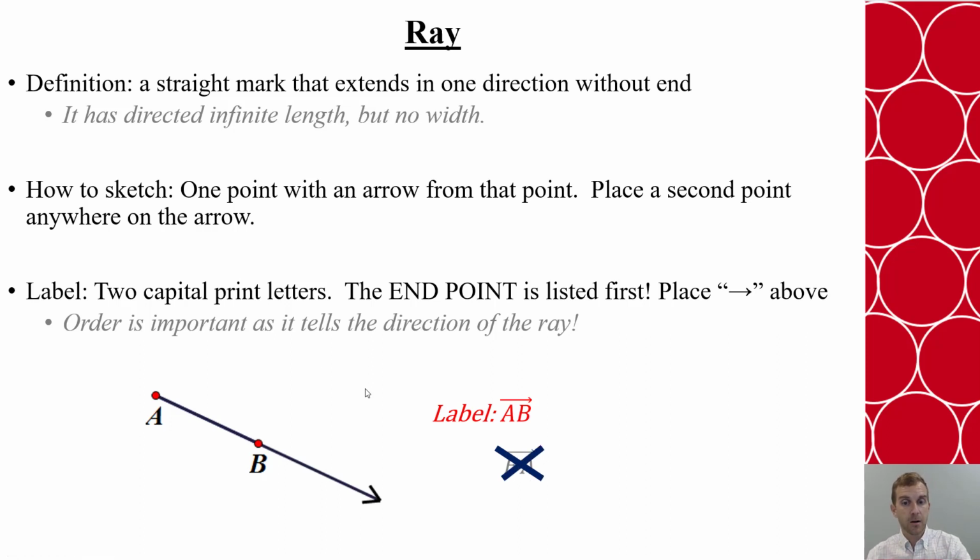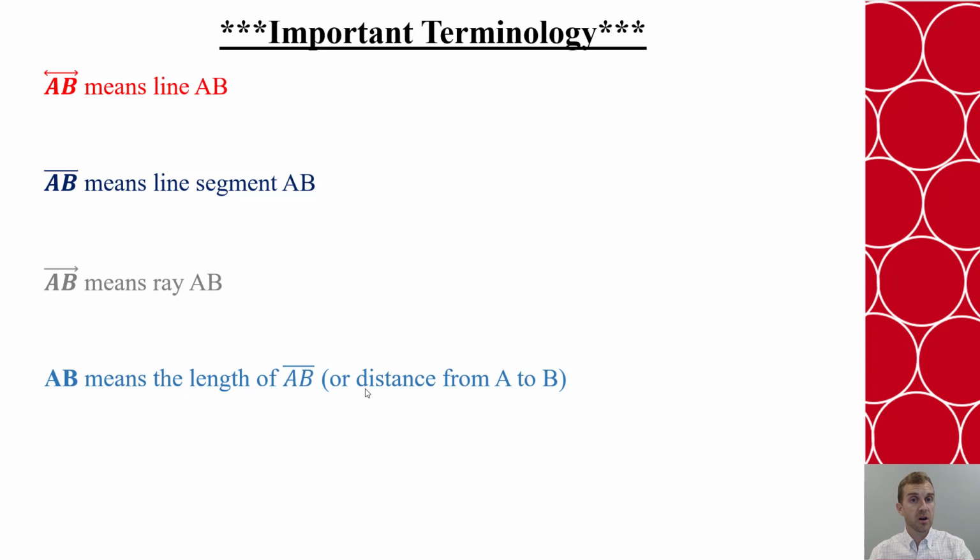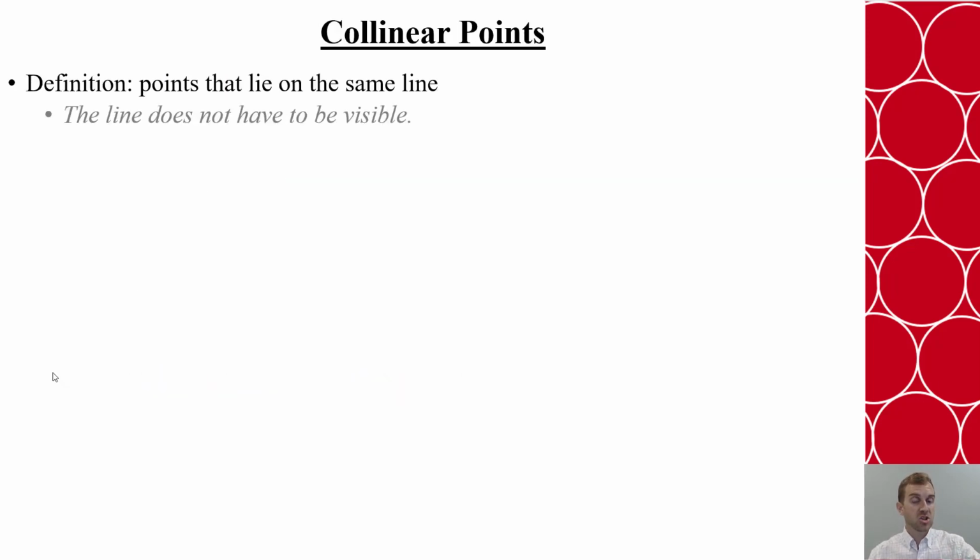The order does matter. So let's look at the terminology we've talked about so far. We have line, which has the double arrow over top. Segment has the flat bar. Ray has a direction to it. And then if we put no type of line or segment over top, that means the length of AB, or the distance from A to B. When there's nothing over top, that's talking about a measurement. So do pay attention to how you label on your paper and in your sketches. Now, just as we can have points, lines, and planes, it's important to recognize there's relationships that exist within these as well.